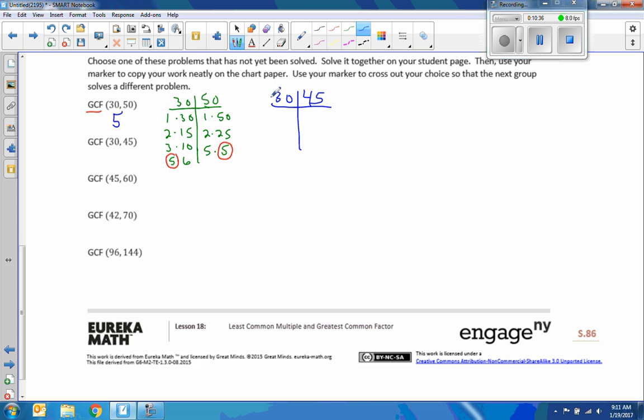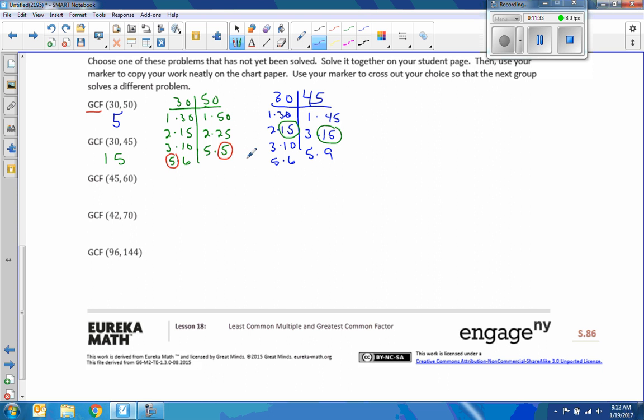30, as you can see, is already done. Just repeat. 1 times 30, 2 times 15, 3 times 10, 5 times 6. 45 is 1 times 45. 2 won't go because 45 is not even. 3: 5 plus 4 is 9, so I know 3 will go into 45. 3 goes into 4 once. 3 goes into 15 5 times. 3 times 15. 4 will not go into 45 evenly. 5 will because it ends in 5. And it's 9. 6, no. 7 times 6 is 42, not close enough. 7, obviously no. 8 will not go into 45 evenly, so we are done. Now I look for the greatest common, and I see 15 and 15. So the greatest common factor of 30 and 45 is 15.